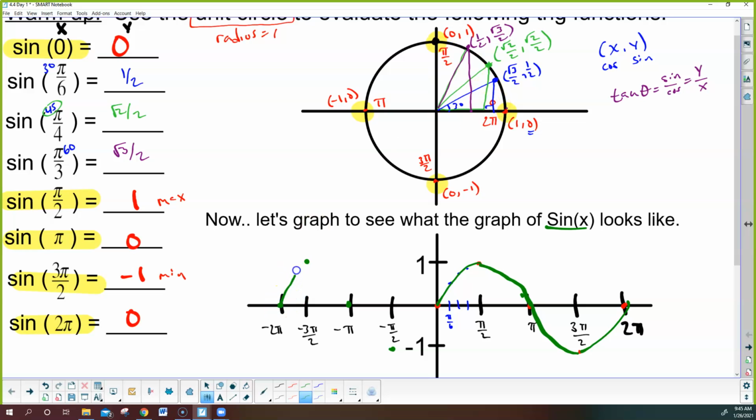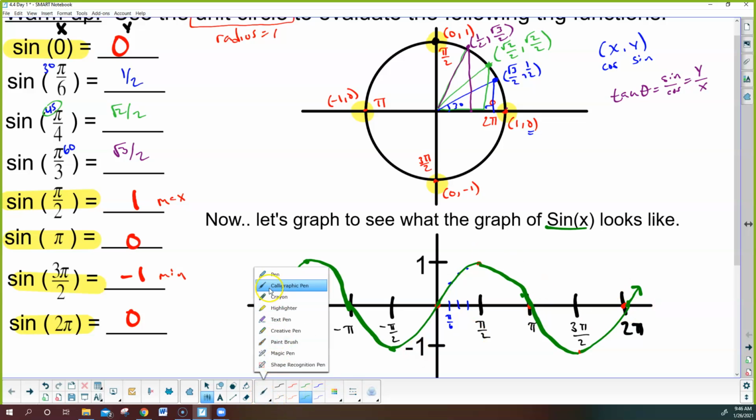So when we talk about the graph of sine, I want you to think of this function, and technically there's arrows here because this is a periodic function. It continues on in this pattern forever.